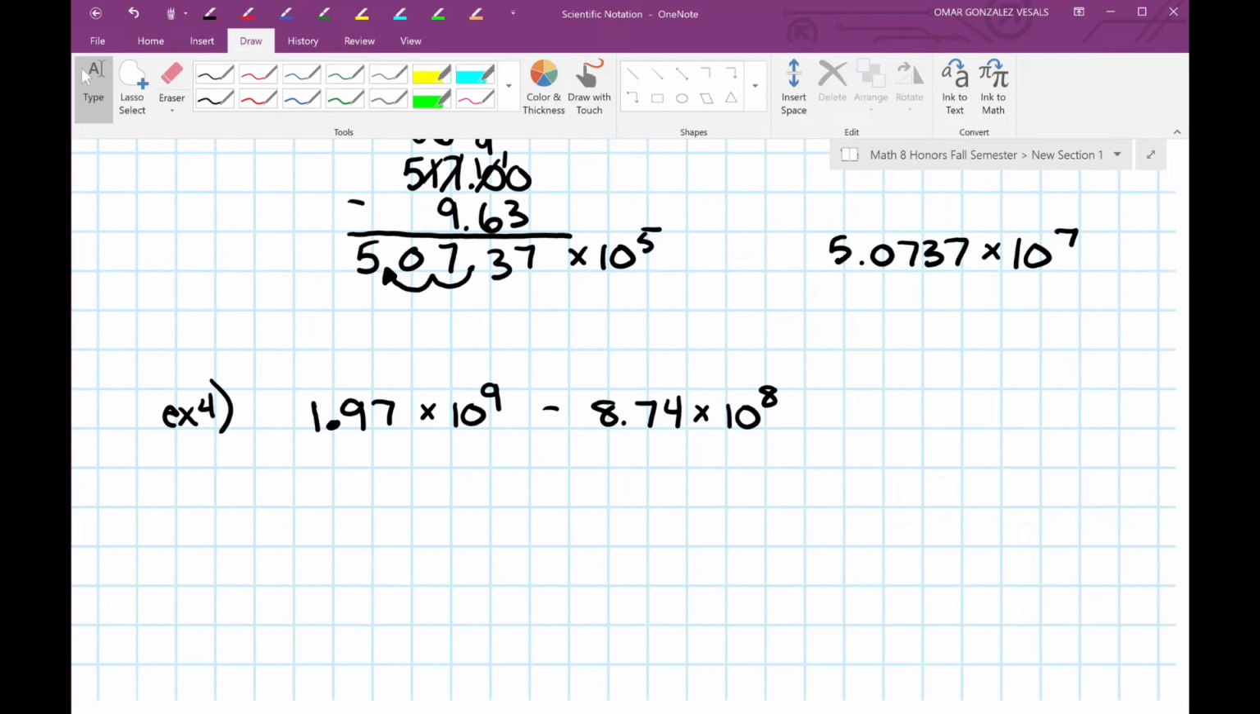Here, I'll help you through. I think I did this one. Which exponent did you want? Are you going to keep it at 10 to the 8th? Yeah, you want to keep it at 10 to the 8th for now. Which one are you going to change? 1.97. And how do you turn that into 1 times 10 to the... Moving the decimal to the right 8 times.